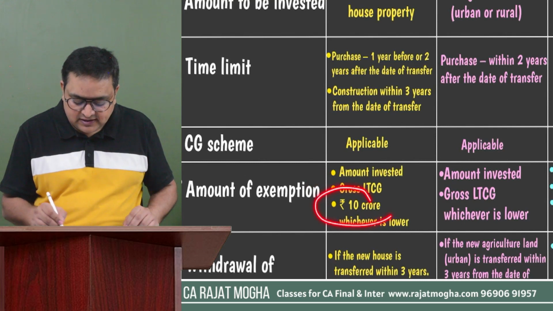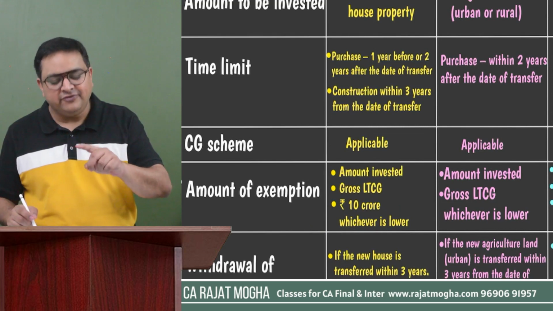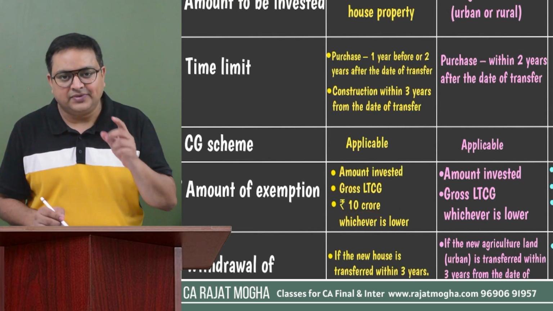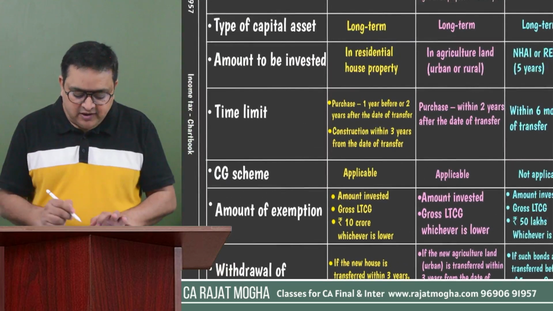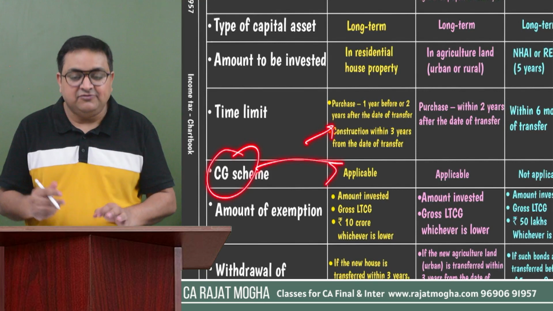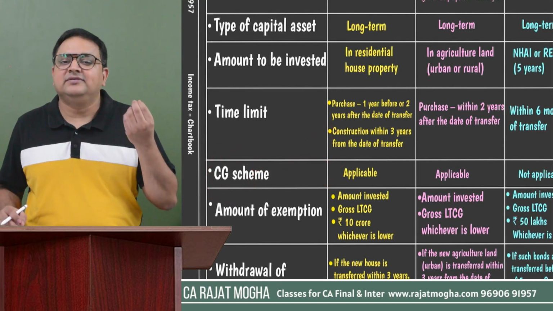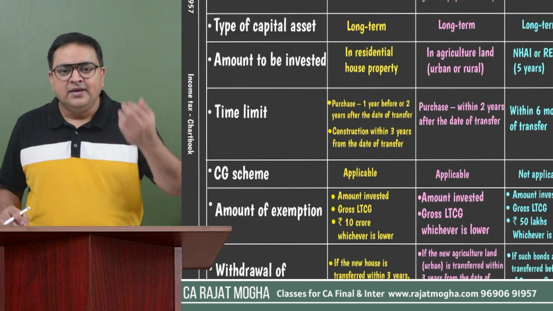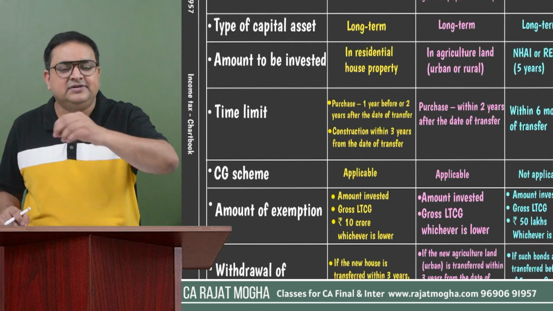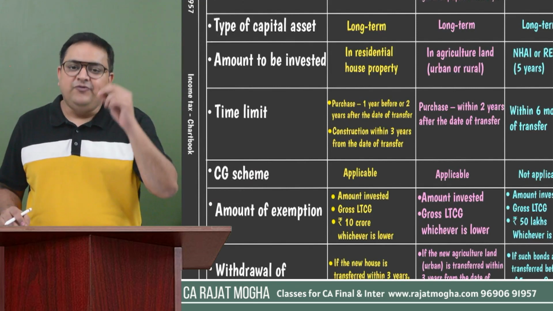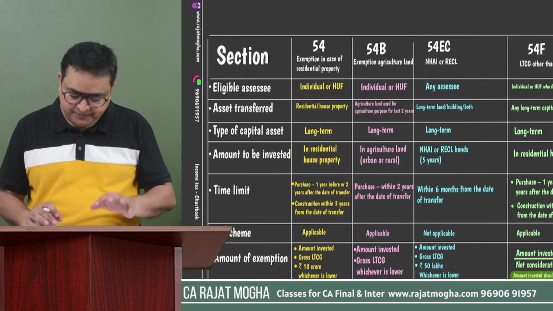Please remember, this time the examiner can ask you a question on either section 54 or 54F, because this 10 crore limit is amended this year itself in both section 54 and 54F. And is the capital gain scheme applicable? The answer is yes, because we have given so much time to construct the asset or purchase the asset. Because we have to claim this exemption before filing the ROI, if at the time of filing the ROI we have not purchased the asset or constructed the new residential house, we can invest in the CG scheme also. CG scheme is also applicable over here.